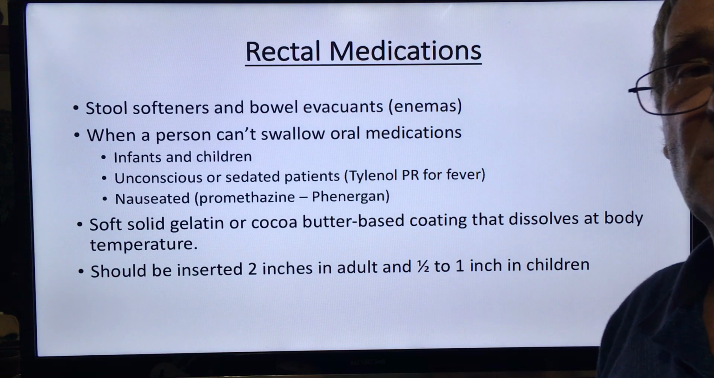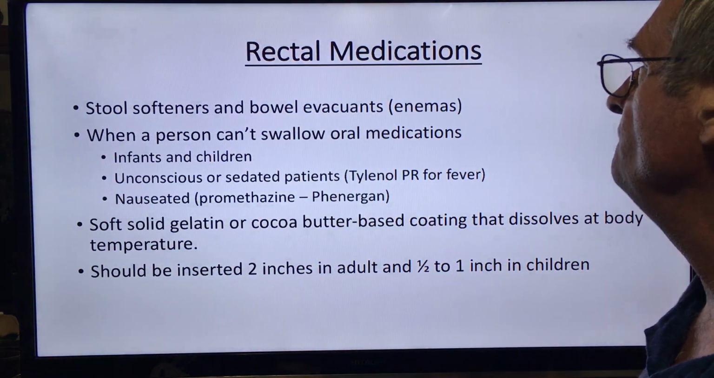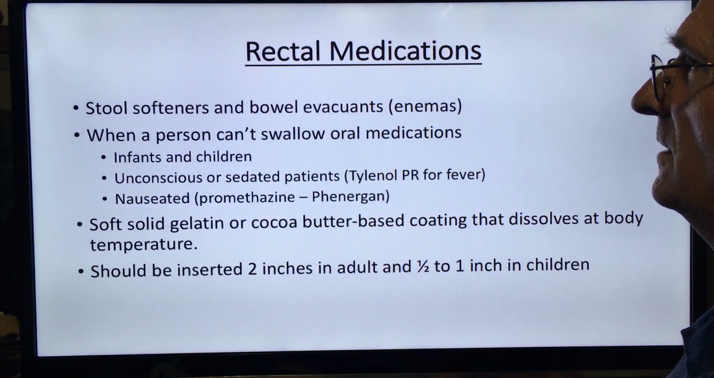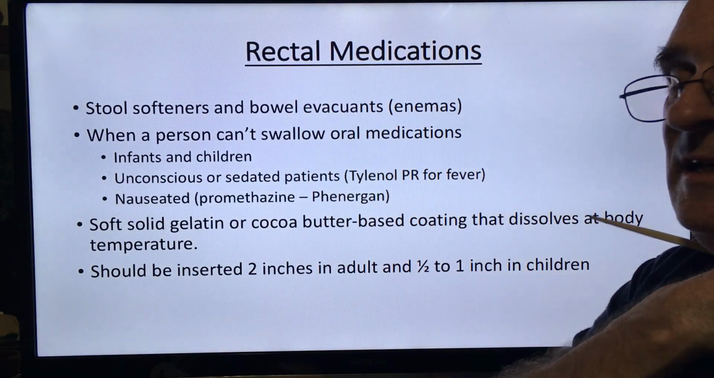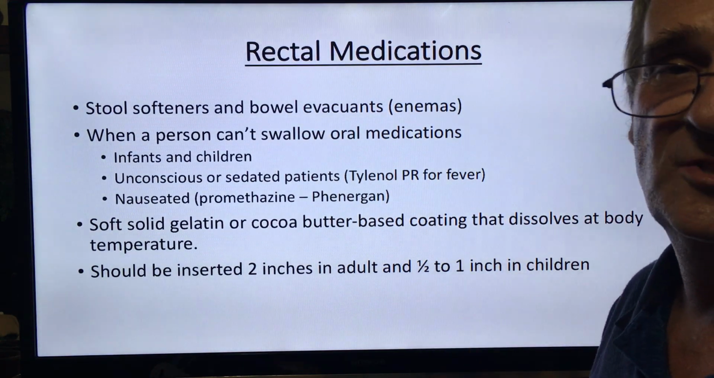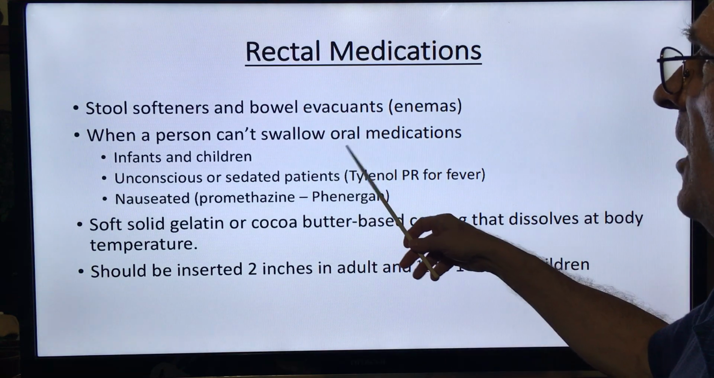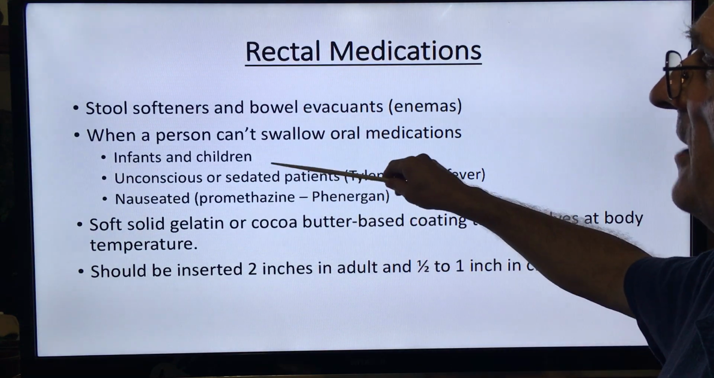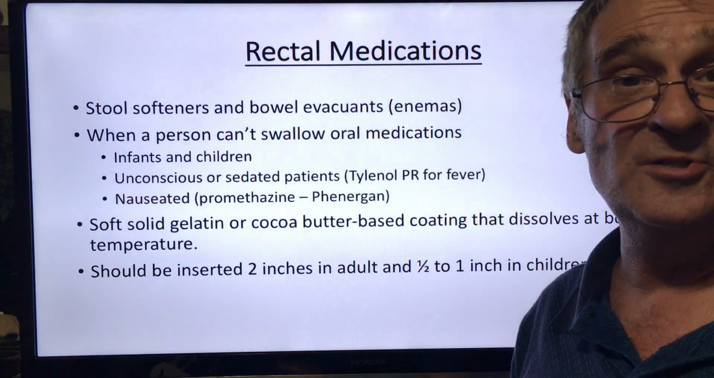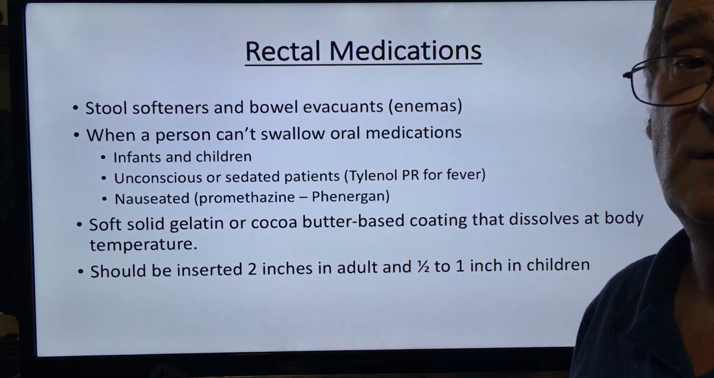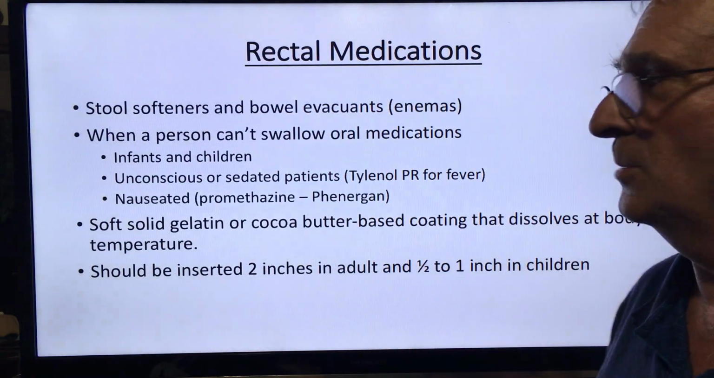Rectal medications, we can give stool softeners to help relieve constipation. And if the constipation gets really bad, bowel evacuants such as enemas. And some of those are probably, most of them are just saline enemas. If a person can't swallow oral medications, there's a lot of them that we can give rectally. These would be patients who are on ventilators and or heavily sedated and can't take oral medications, or infants and children who are not yet able to swallow pills.